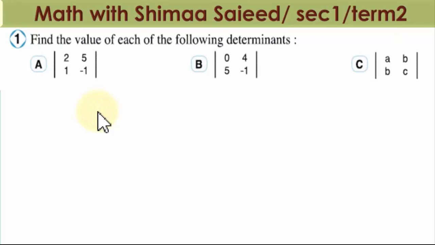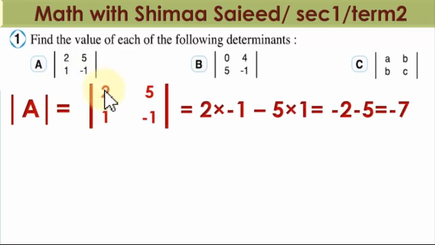Now find the value of each of the following determinants. The first one, how can we calculate the value of the first determinant? Firstly, we will multiply 2 by negative 1, then subtract the product of 5 and 1. 2 times negative 1 minus 5 times 1. 2 times negative 1 equals negative 2. 5 times 1 equals 5. So, the value of this determinant equals negative 7.